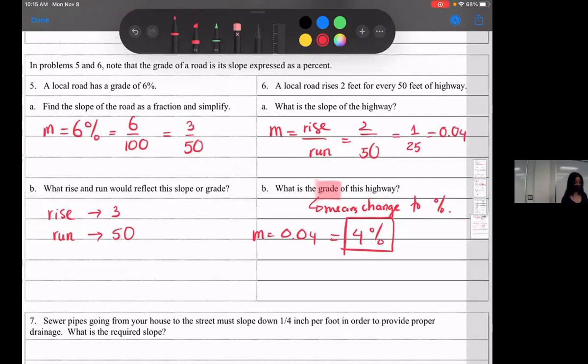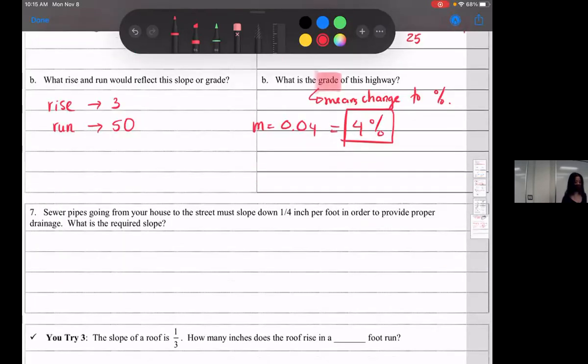Let me do number 7, and then I can give you a try. A sewer pipe going from your house to the street must slope down 1/4 inch per foot in order to provide proper drainage. What is the required slope? What do you notice about this problem? Units. How many units are there? 2. I have inch and I have foot. It has to be the same unit. So we have a problem. Let's convert everything to inches. So 1/4 inch per foot. 1 foot equals 12 inches.